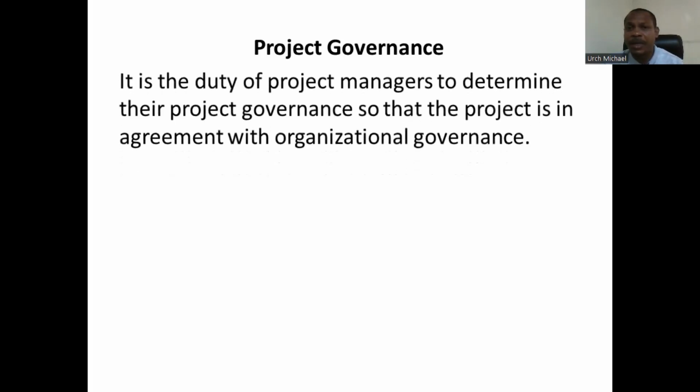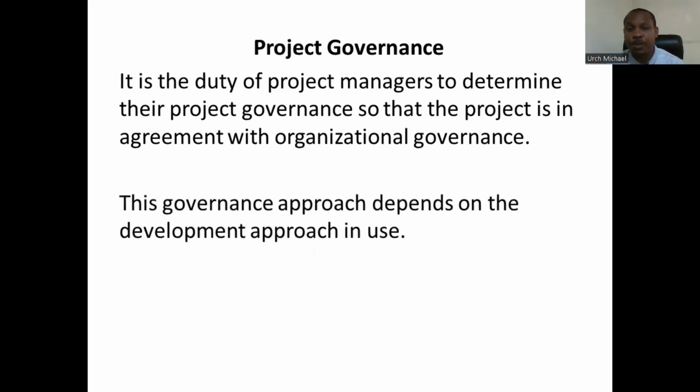The essence of project governance is to make sure that you don't go off track in terms of aligning with the strategic vision and strategic goals of the organization. That is why you as a project manager should be able to see farther than every other person in the project. You should be looking at the organizational vision and the strategic goals of the organization, and you want to make sure that your project is in line with the objectives set by your organization. Therefore, it is the duty of project managers to determine their project governance so that the project is in agreement with organizational governance.